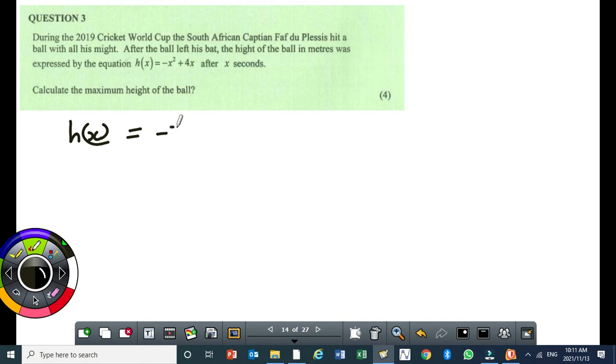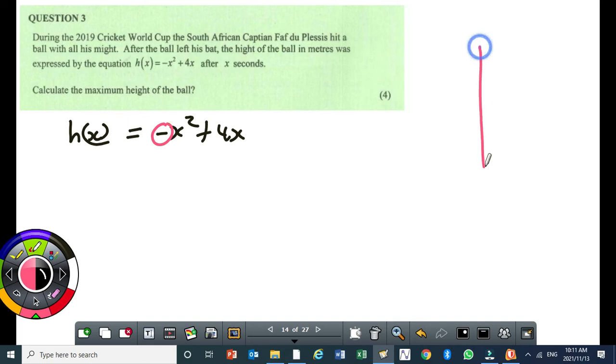h of x equal to minus x squared plus 4x. What type of function is that? It's quadratic, right? And I'm sure you know that if there's a minus here, it means that the quadratic function is going to have a maximum turning point. So we need to know what the value of y is at the turning point.